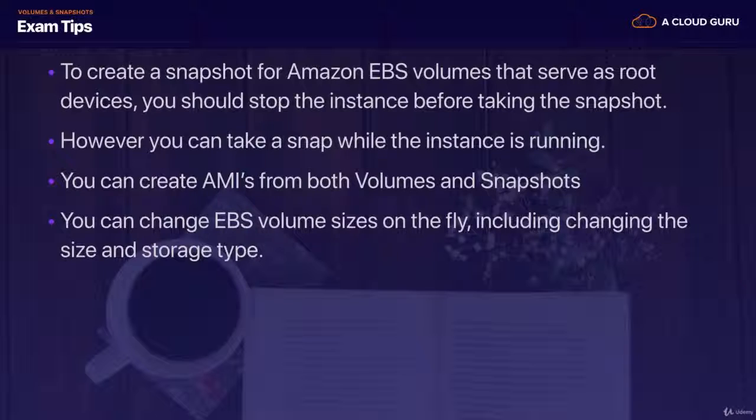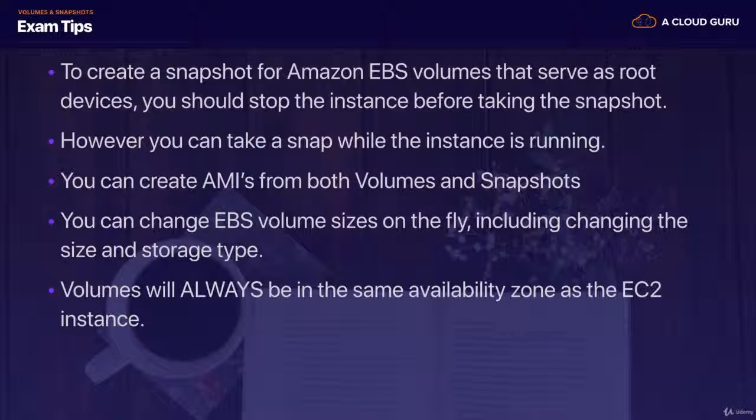And you can change EBS volume sizes on the fly, and that includes changing the size and the storage type. And volumes will always be in the same availability zone as the EC2 instance. So you'll never have a volume in one availability zone and your EC2 instance in another.